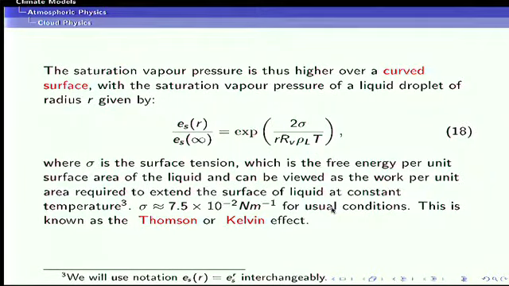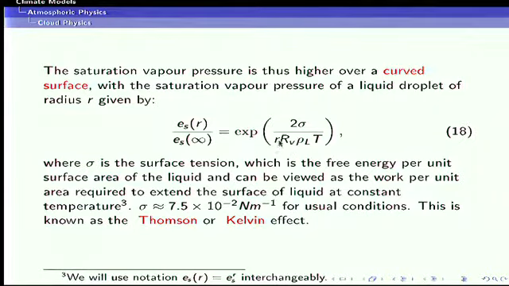So the expression that relates the ratio of the saturation vapor pressure for a given radius r to an infinite radius, and by an infinite radius I mean just a planar surface, is given by this relationship. It's an exponential, and on the top, sigma is the surface tension. We have a value given here for usual conditions for water. This is just a gas constant. I haven't introduced this because we haven't gone through the details of the thermodynamics, but just imagine this is a constant, and this is the density of liquid water.